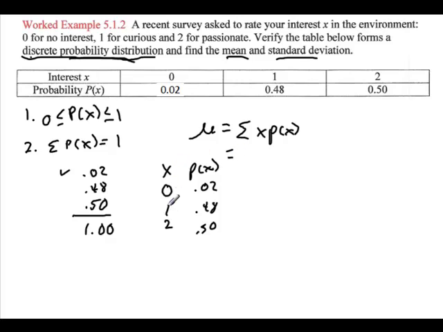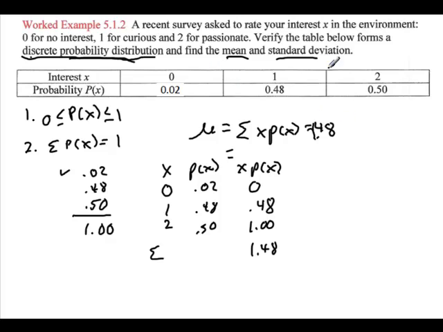So before we add up all of these, we have to multiply them. Make a new column, x p of x, formed by multiplying, for example, 0 times 0.02. And that's easy enough, that's 0. 1 times 0.48 is 0.48. 2 times 0.50 is, well, it's just 1.00. Now we add them, and when we sum, we get our total. The mean is 1.48.